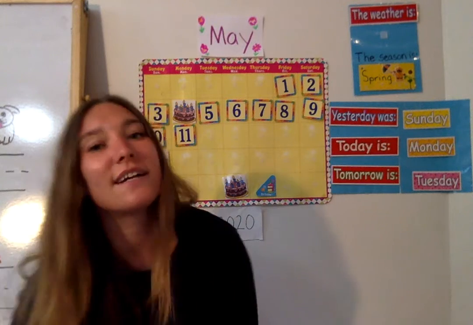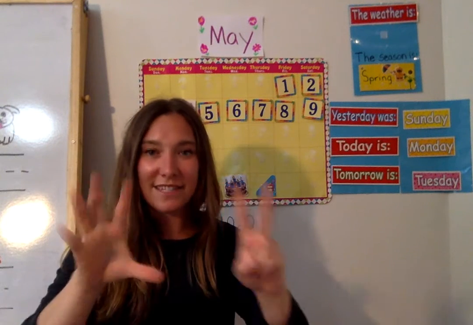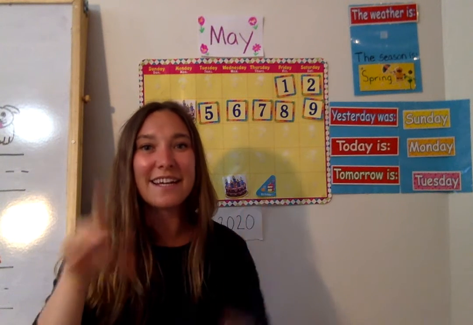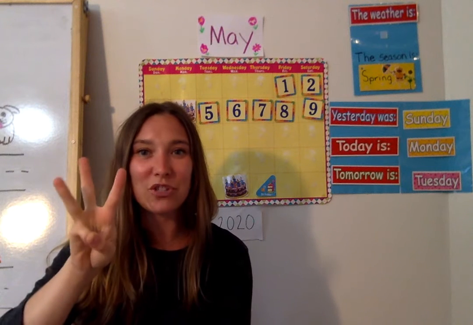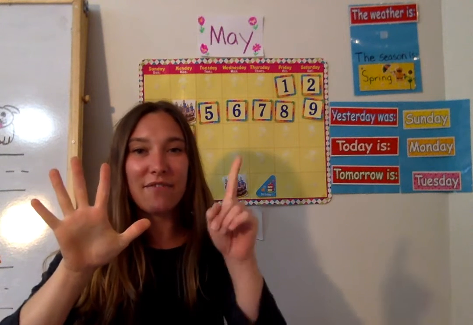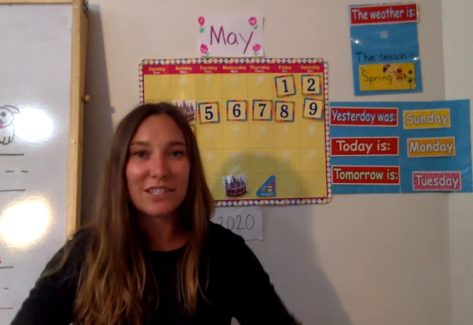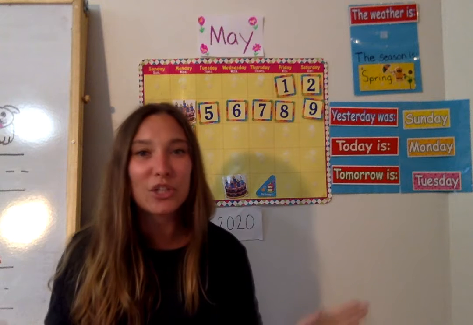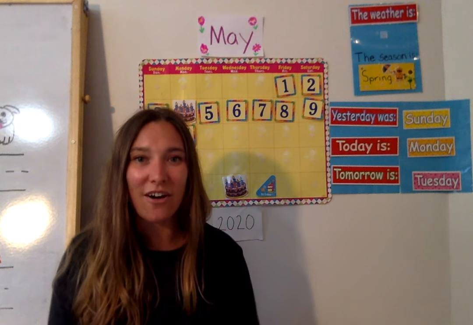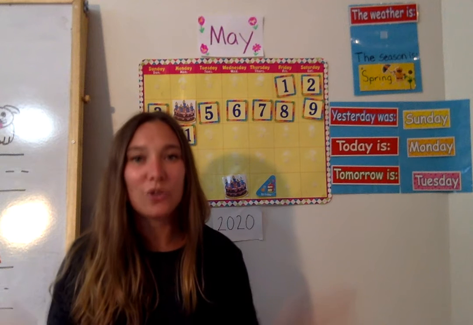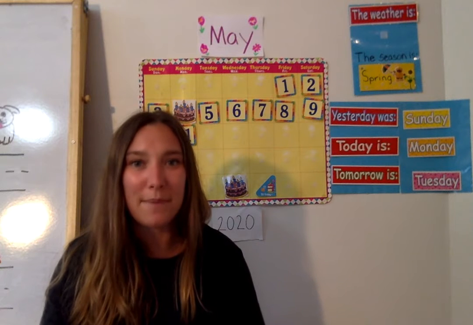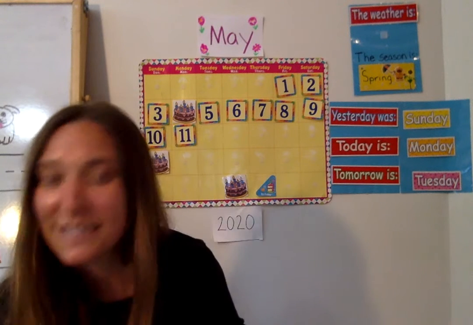All right, 7 fingers. There are 7 days in a week. Sunday, Monday, Tuesday, Wednesday, Thursday, Friday, Saturday. Now four hands for the months. January, February, March, and April, May, June, July, and August, September, October, November, December, 12 months of the year. Very nice.